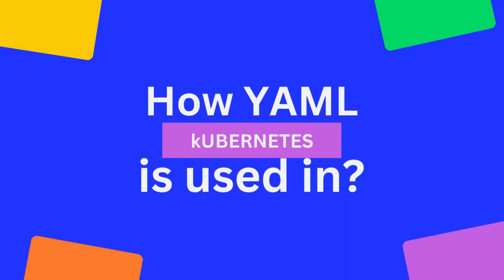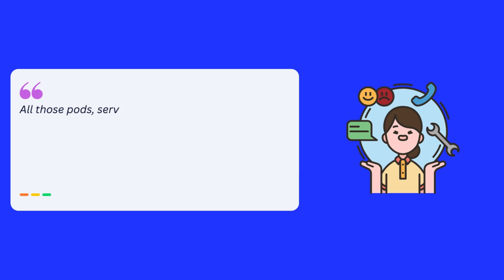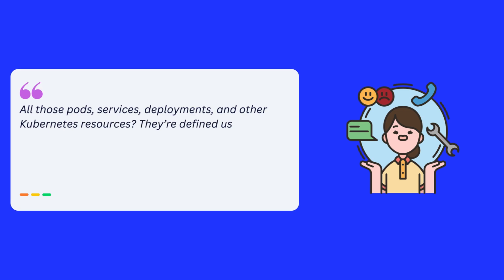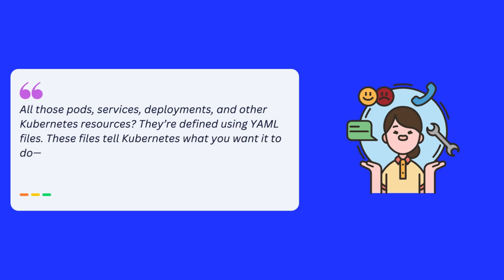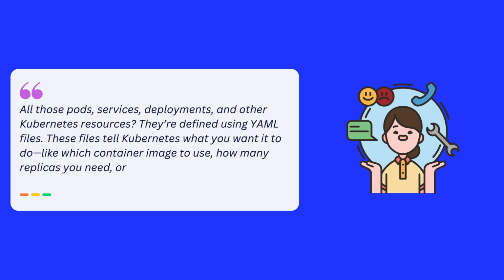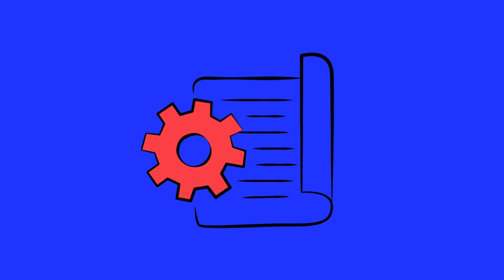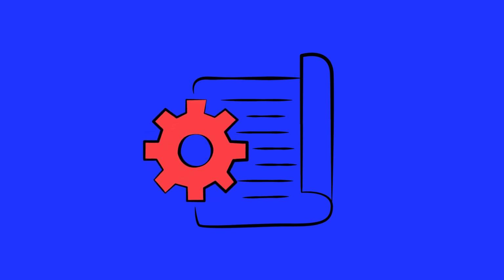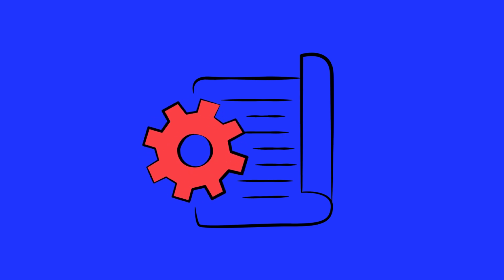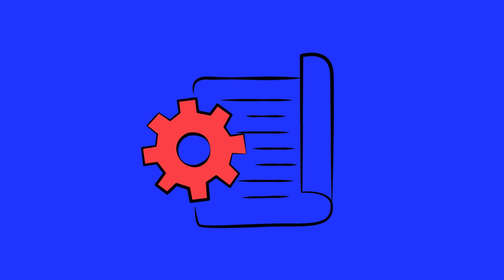So why is YAML important for Kubernetes? Well, YAML is the language Kubernetes speaks. All these pods, services, deployments, and other Kubernetes resources are defined using YAML files. These files tell Kubernetes what you want it to do, like which container image to use, how many replicas you need, or even how to manage network traffic. So YAML files are like the configuration files or properties files that we usually use, and we define the structure for our Kubernetes resources.